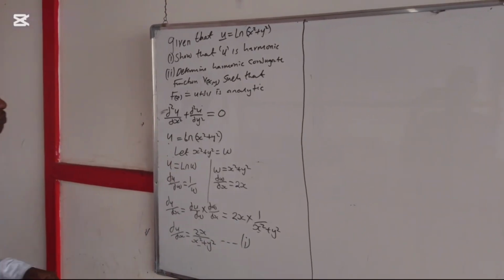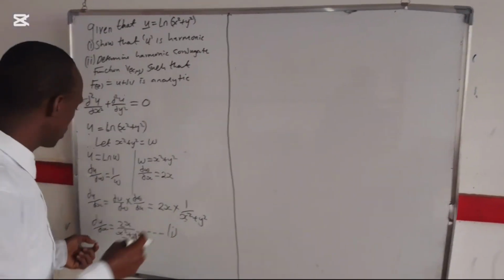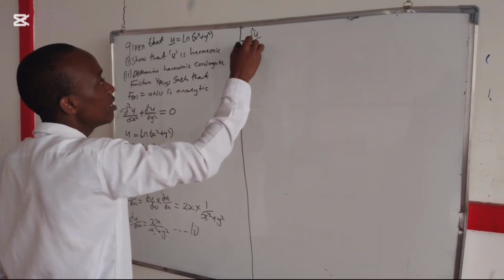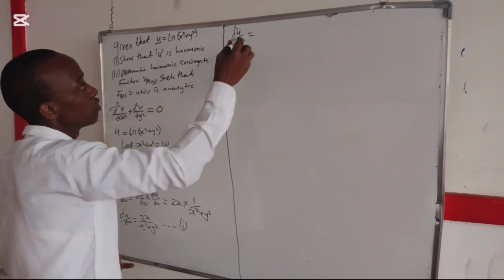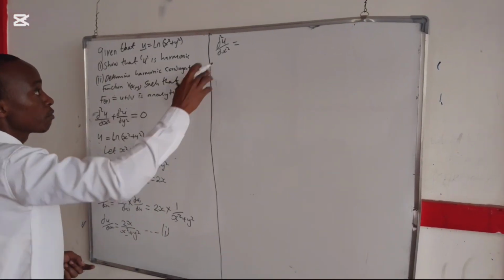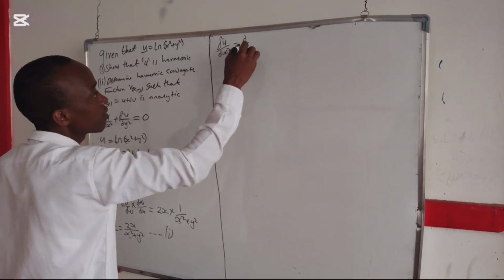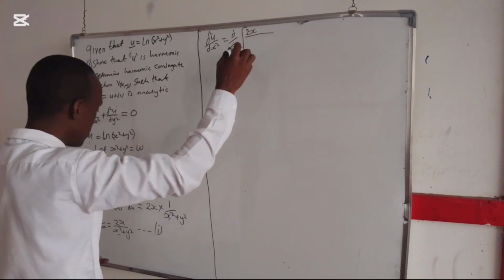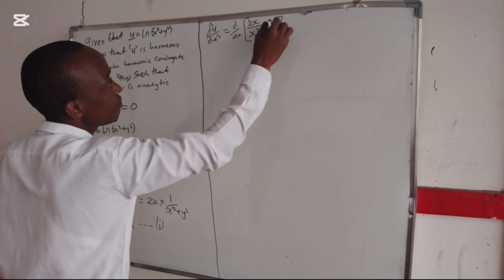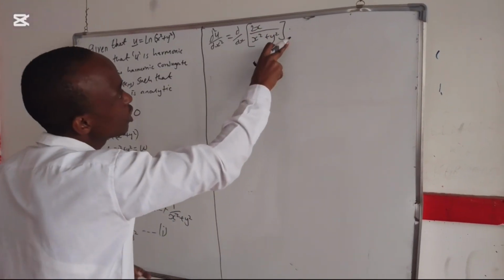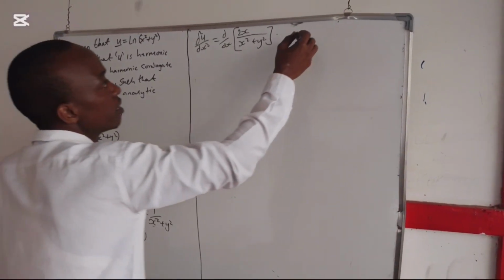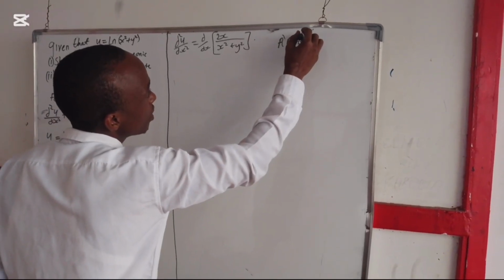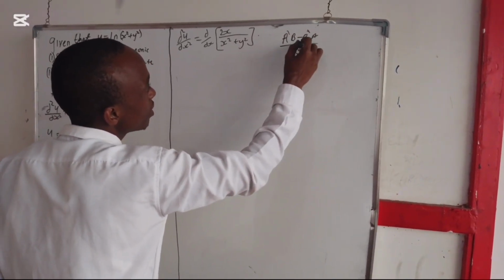That is the first derivative. To get the second derivative, we have to differentiate the first derivative. So d squared u over dx squared is equal to d/dx of the first derivative, 2x divided by x squared plus y squared. This is how you go about it. Now we have to apply the quotient rule: a'b minus b'a, divided by b squared.